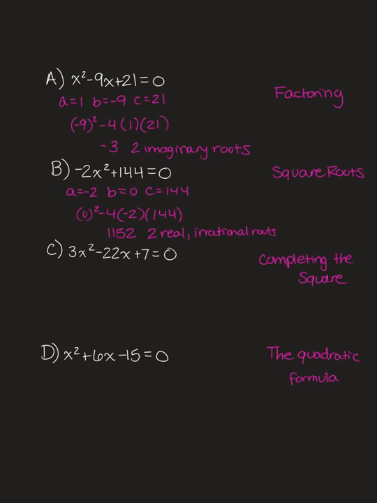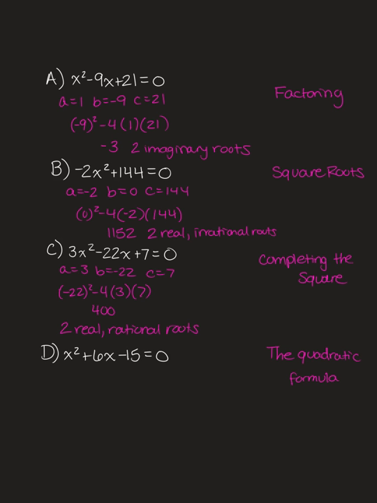Let's look at C. So A is 3, B is -22, and C is 7. So b squared minus 4 times a times c. That will simplify to 400. That is a perfect square, it's a perfect square of 20. So we will have two real rational roots. That might be a good one for factoring.